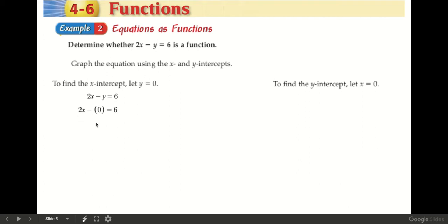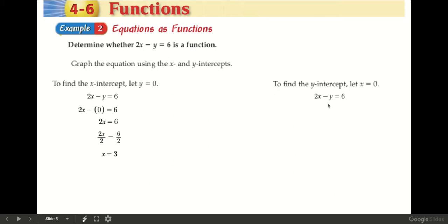When I do that, 2x minus 0 is 2x. So 2x equals 6. Again, use your equation solving, divide both sides by 2. And then that gives me x equals 3. So now I know that my x-intercept occurs at positive 3. Let's go over here and let's do the y-intercept.